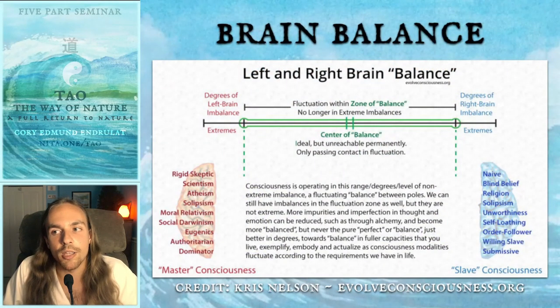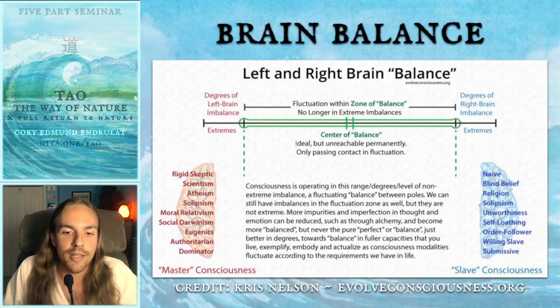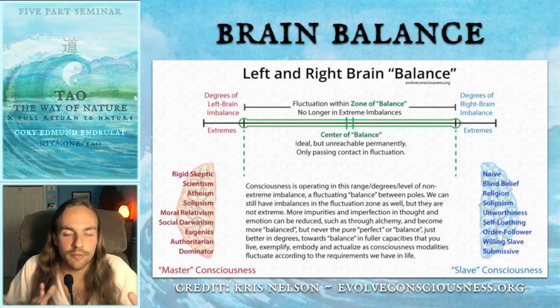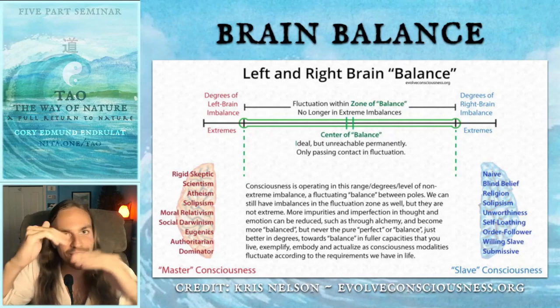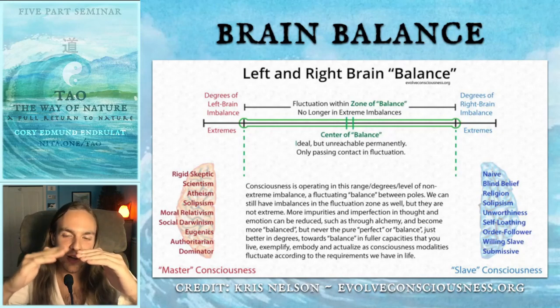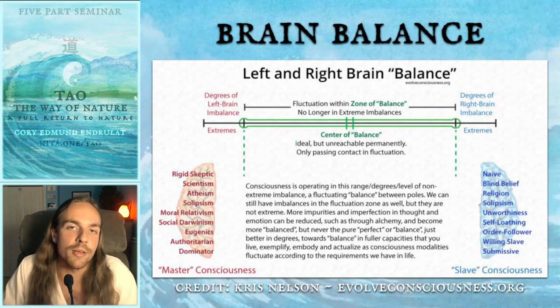This balance that we're talking about between the yin and yang also reminds me of just general brain balance. This is a chart by Chris Nelson of evolveconsciousness.org. And you can see you have the left brain, extreme on one end, and then the right brain extreme on the other end. And then you have this zone of balance where there's no longer an extreme imbalance, and you have this center, okay? And it's ideal but unreachable permanently. So it's only passing contact and fluctuation. Think of it like a straight line, and we're like this. We're trying to align to the line, but we can never get it just perfect. Our goal is just trying to line up with that line, aligning to nature, some people will say.